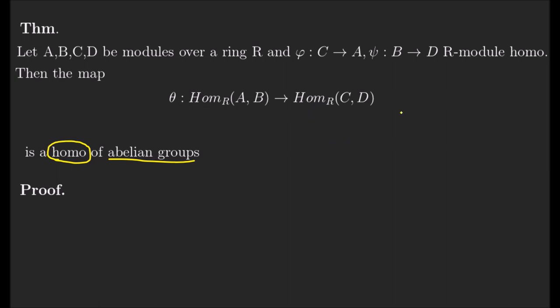We can understand this map as follows. Hom_R(A,B) means that if we choose a map, for example, choose f in Hom_R(A,B), then f is a map from A to B. Our claim is that this map goes to theta f, which is clearly an R-module homomorphism from C to D. Then how can we define this map theta f? Our problem is how to define theta f.